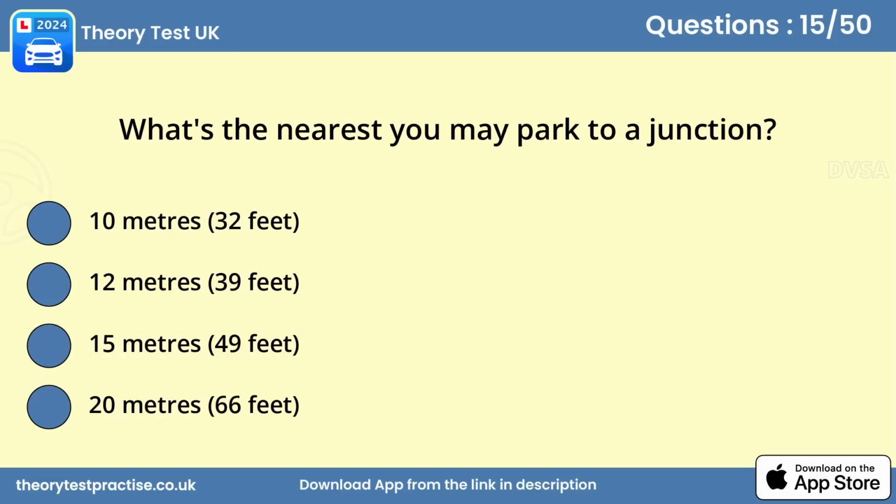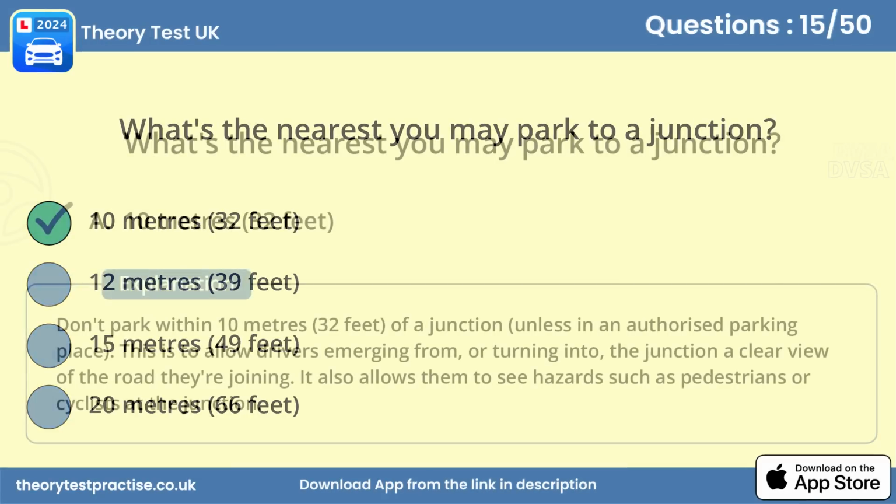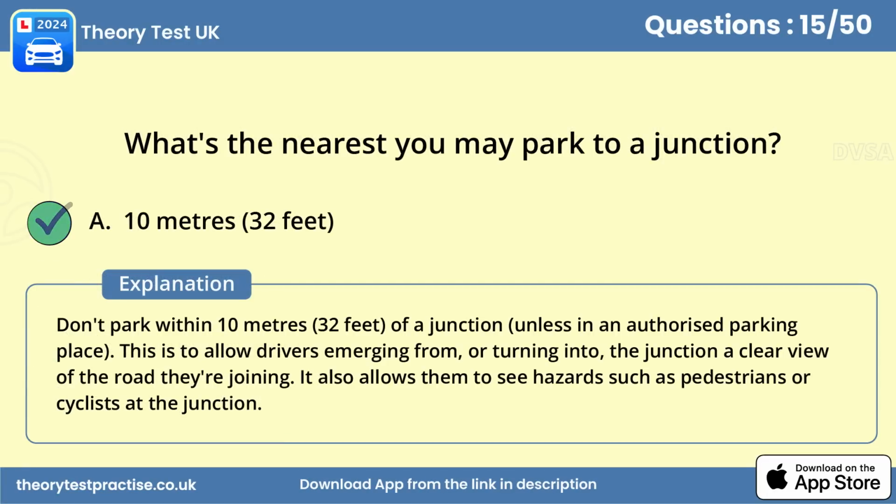Question 15. What's the nearest you may park to a junction? A. 10 meters, 32 feet. Don't park within 10 meters, 32 feet, of a junction, unless in an authorized parking place. This is to allow drivers emerging from, or turning into, the junction a clear view of the road they're joining. It also allows them to see hazards such as pedestrians or cyclists at the junction.